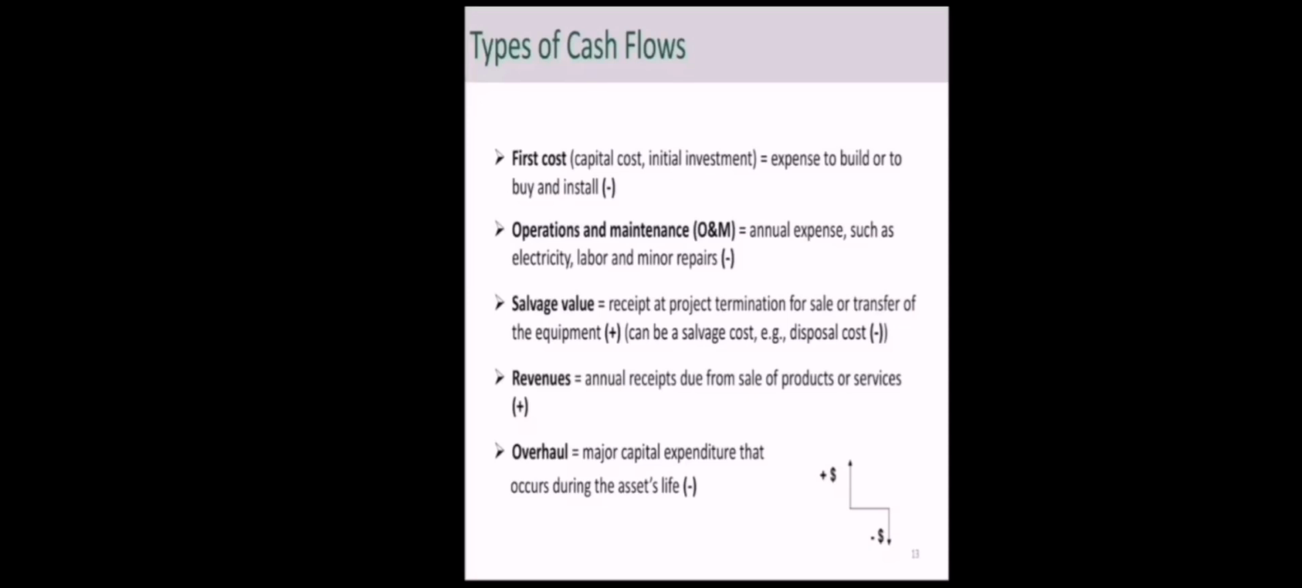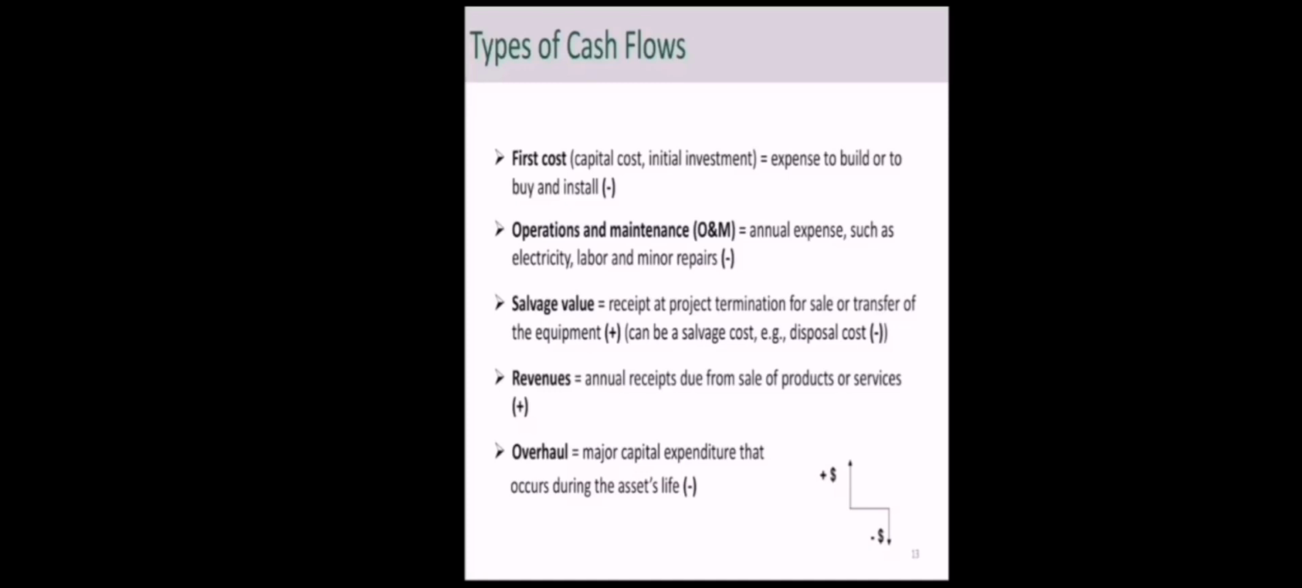So these are the types of cash flows. The first one is the first cost, capital cost, or the initial investment. It is the expense to build or to buy and install. So, na-label siya as negative kasi nga maglalabas ka pala dito ng pera. So, mahuhulog siya dun sa ating outflows.